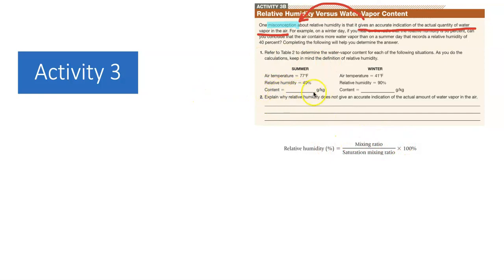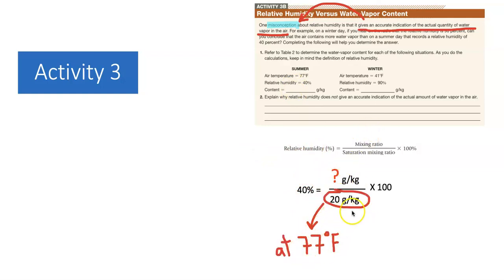They want to know this value here. So you know that the relative humidity is 40%. You don't know what the mixing ratio is. And then I found the saturation mixing ratio of 20 at 77 degrees from the chart. And then you do the math.